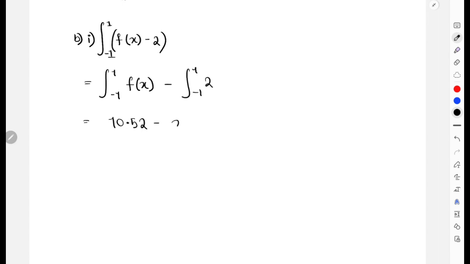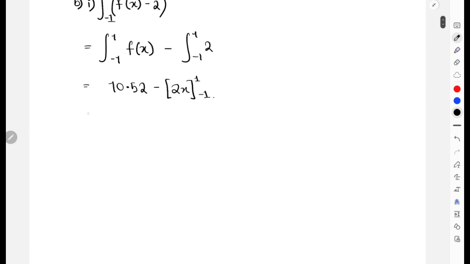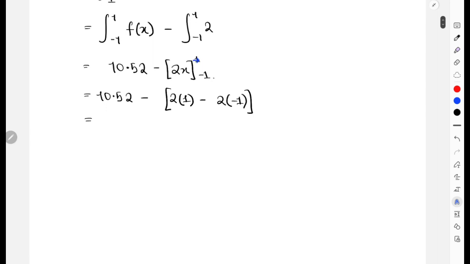And this one, 2 becomes 2x with boundaries of 1 and minus 2. Now when doing integration with boundaries, you do not need to write the plus c over here. So this is 10.52, and now it becomes 2 multiplied with 1 minus 2 multiplied with minus 1, everything inside a bracket. You input the upper boundary into the expression, and then subtract the expression with the lower boundary input.